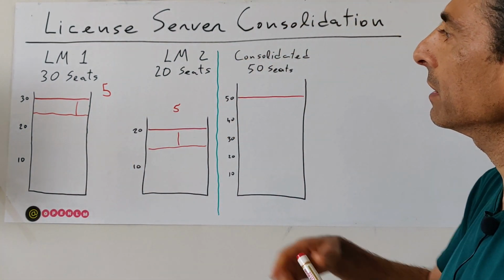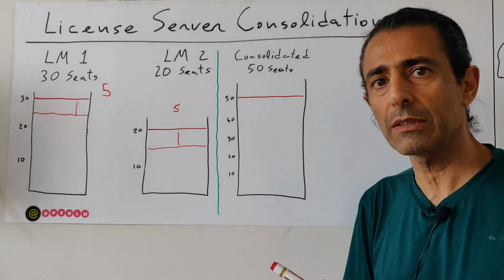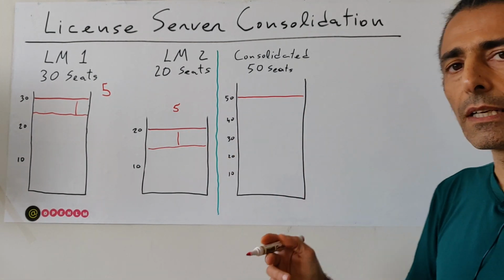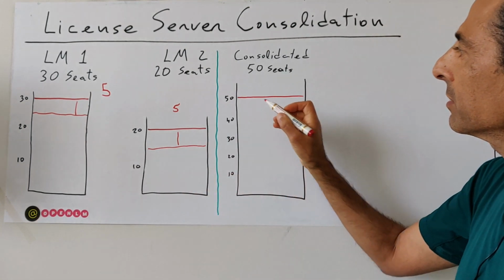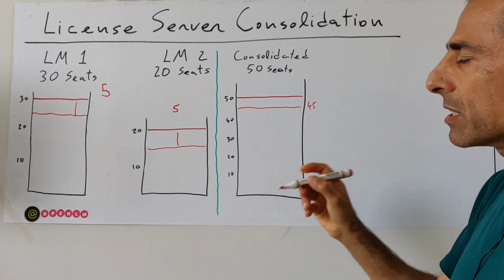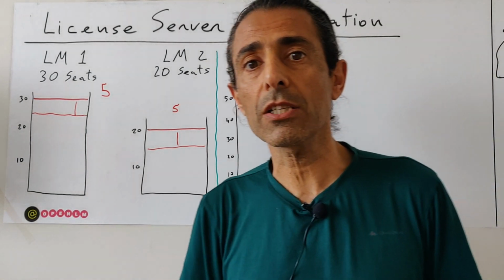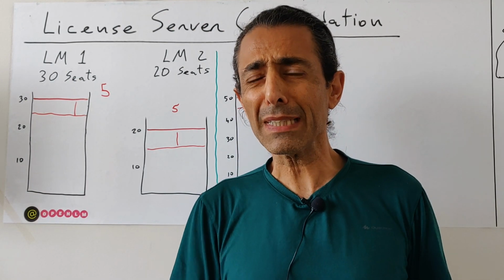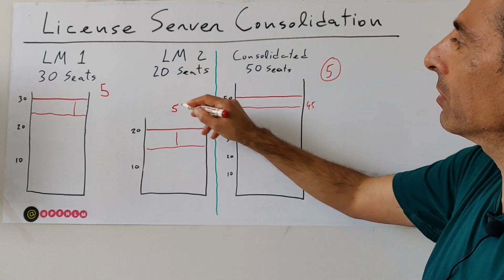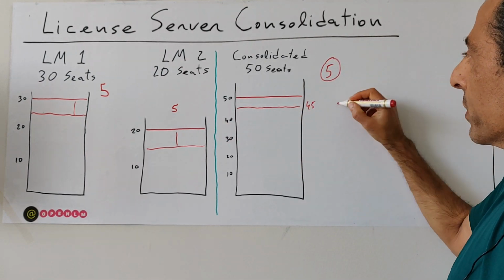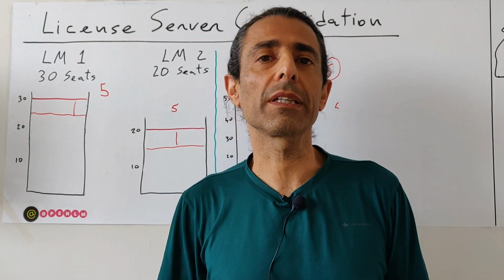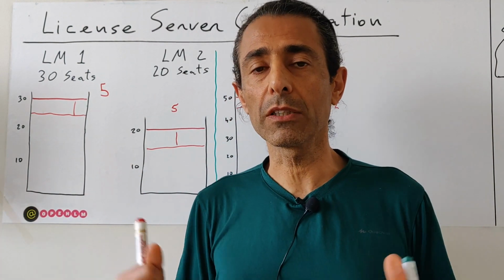What happens if we consolidate the 2 license servers and we have now 1 license server? So we have 50 licenses. And let's say again we will have about this line 45, which is the level of utilization we can achieve, and in that case we are wasting 5 licenses. So overall, instead of 10, we are wasting 5. So we have 5 licenses that we earned, people can use it.